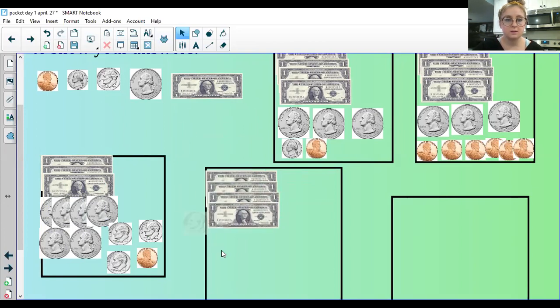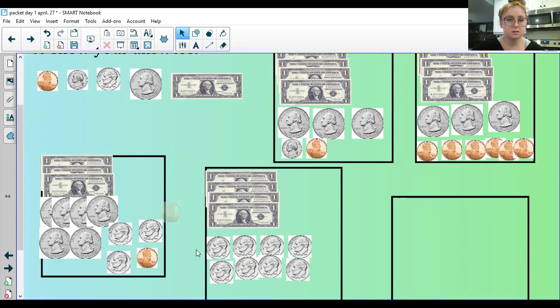And then we could do 8 dimes, which are each worth 10 cents. So right now I have 10, 20, 30, 40, 50, 60, 70, 80, 81, so 481. And that's just another way to show it.